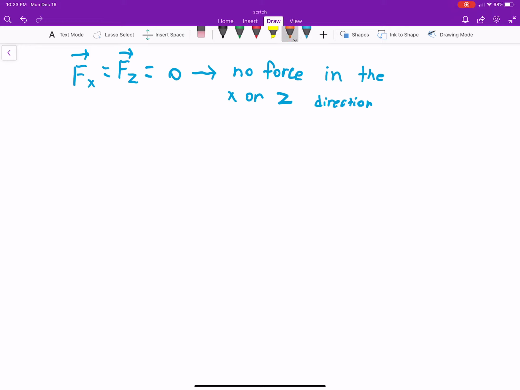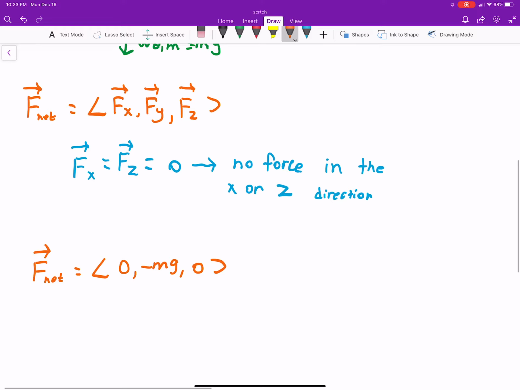With that in mind, we can think of our net force as being equal to 0, comma, negative mg, comma, 0. So I plug zeros in for x and z, and then for y, I just put our minus mg. Now our force is equal to mass times acceleration. But we also know, if you've watched the lecture videos, that's equal to the second derivative of position.